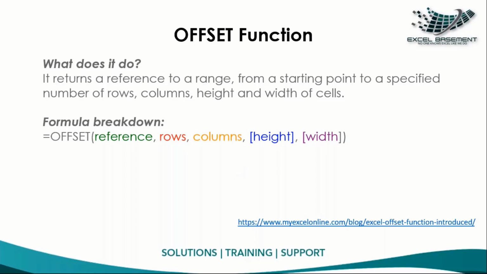Coming back to the fundamentals, the function breakdown for OFFSET is that it has 5 arguments, and 2 are optional. We need to understand how to utilize them. The first argument is the reference. Reference means the starting point from where we need to start.